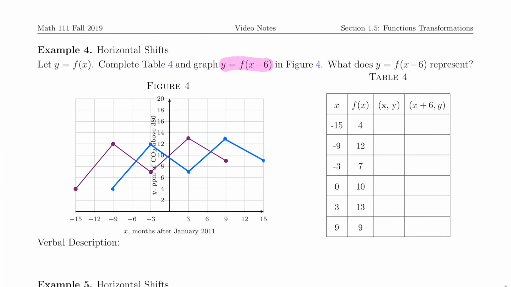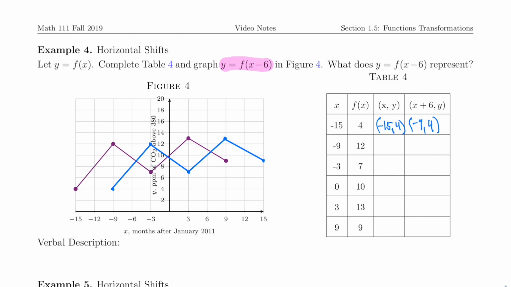Now once I know that, I can realize that whenever I have f of x minus 6, what I'm really doing with my function is shifting everything to the right. That means if I focus again on my table, negative 15, 4, my point now has its x change and it becomes negative 9, 4. See, so this is the point down here that we have created, and again it shifted 6 steps to the right.